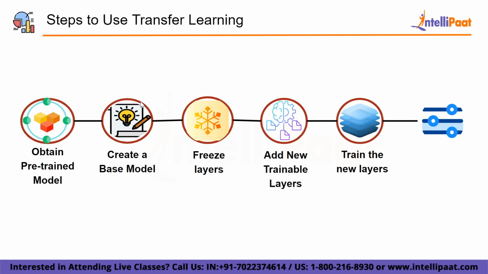Next, we move on to fine-tuning your model, which is also optional. To fine-tune the model, we unfreeze the frozen layers, allowing their weights also to be updated during training. This enables the model to learn more task-specific features from the new dataset while retaining the valuable representation which was learned from the original task. Fine-tuning can be particularly beneficial when the new task is closely related to the original task on which the pre-trained model was trained.